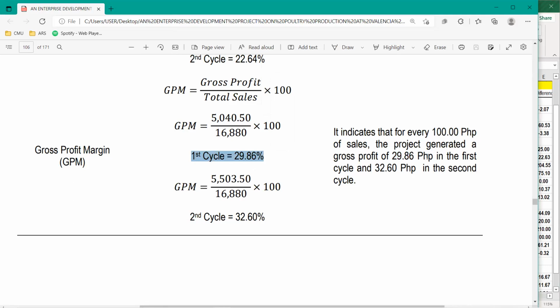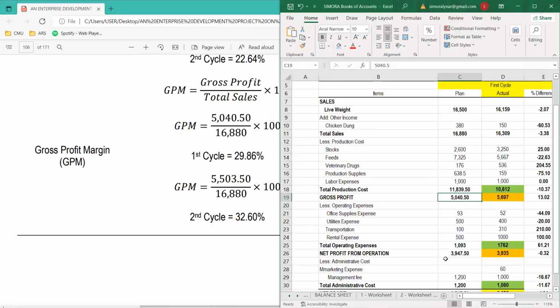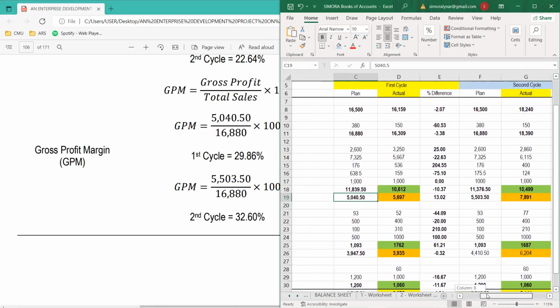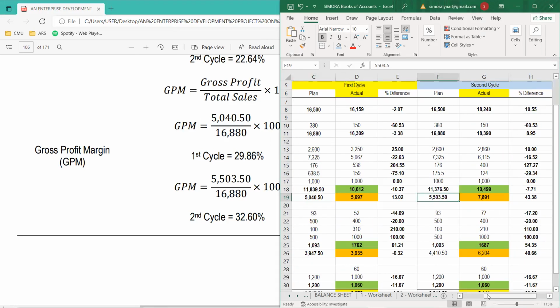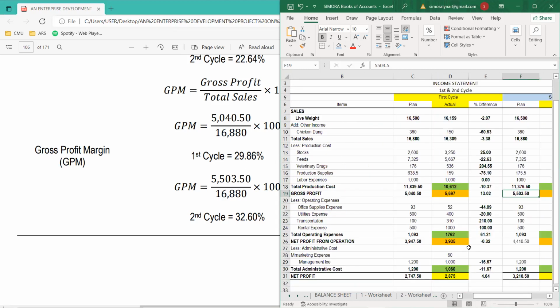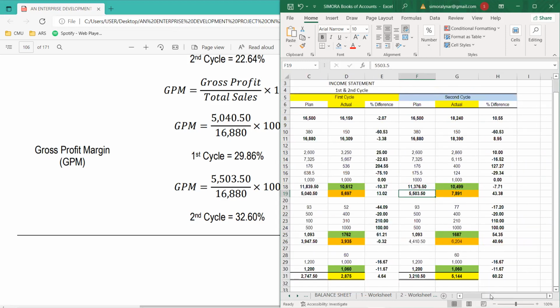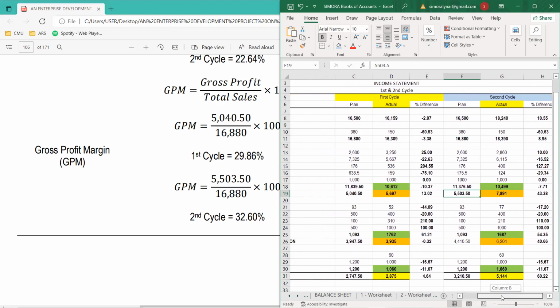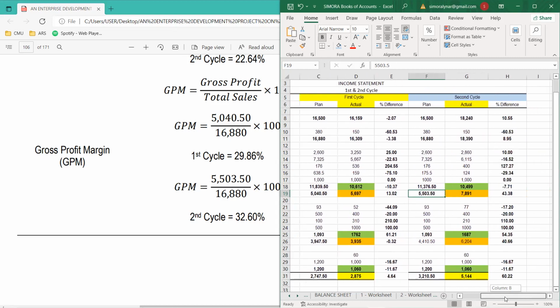I didn't use for every 1 peso. I use for every 100 pesos. So that's 29.86 in the first cycle and 32.60% in the second cycle. So that's it. They're about the same. I just based it on the gross profit there is in my thesis. So that's it. Don't worry if you're surprised that ma'am doesn't always declare the actual. It depends on you. But I just wrote it down.